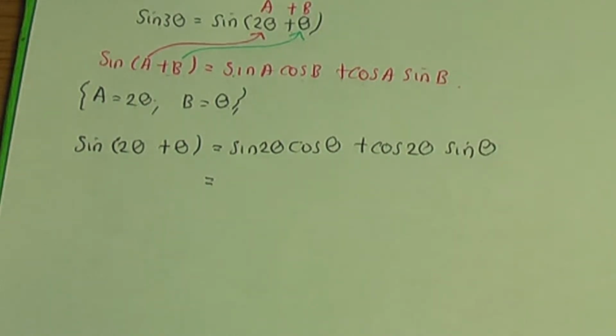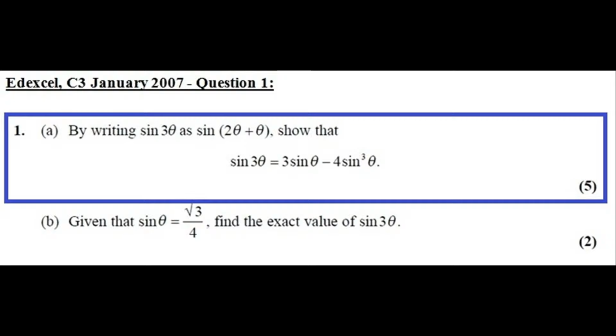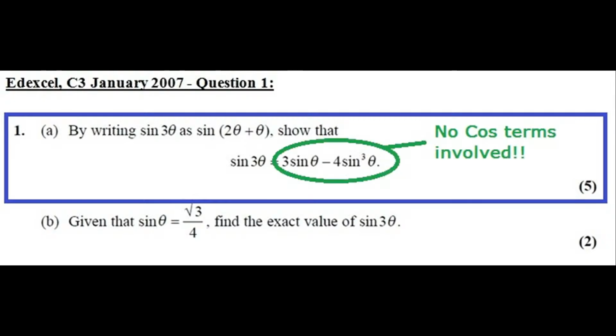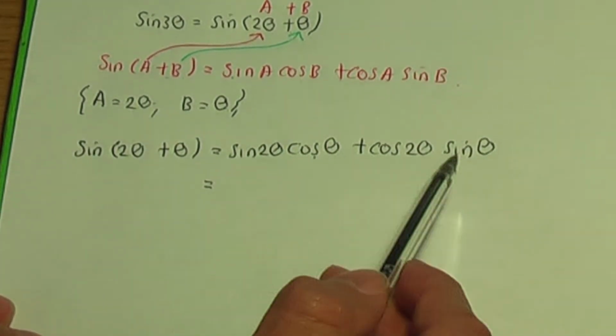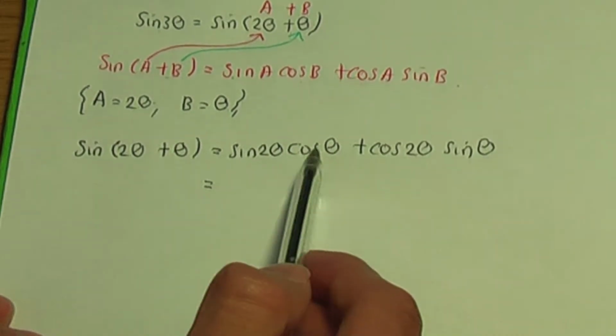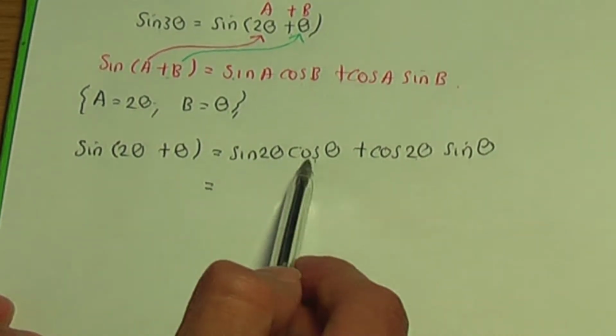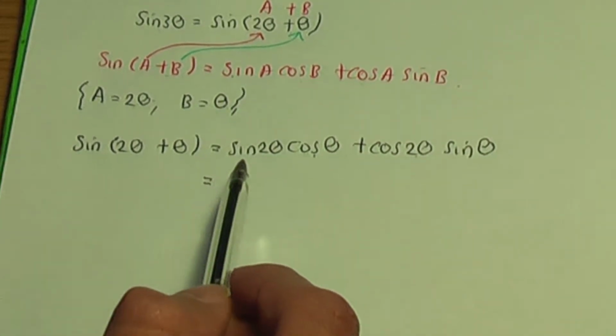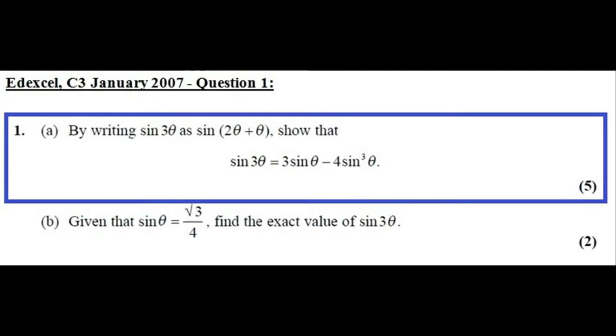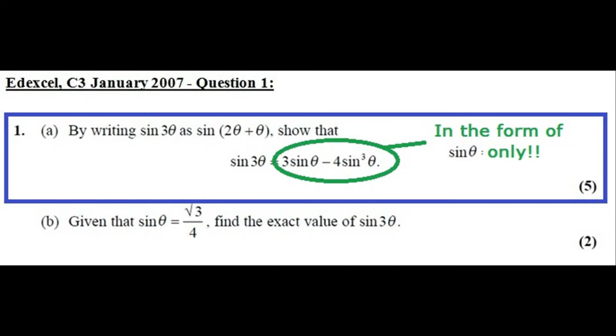Now, if we go back to the question, the form that we want it in doesn't involve cos terms. So if we go back to the paper and pen, at the moment we have cos terms appearing in our expression so far. So somehow we need to get rid of these cos terms. Also, if you go back to the question itself, the form that we want it in doesn't have sine 2 thetas or cos 2 thetas appearing. In particular, it's in the form of sine thetas only. Okay? So in other words, we need to rewrite what we have at the moment in terms of sine thetas only.